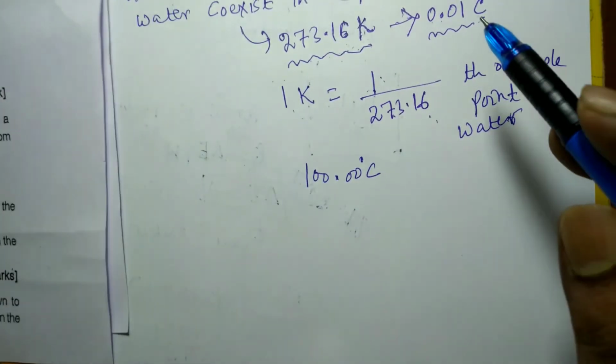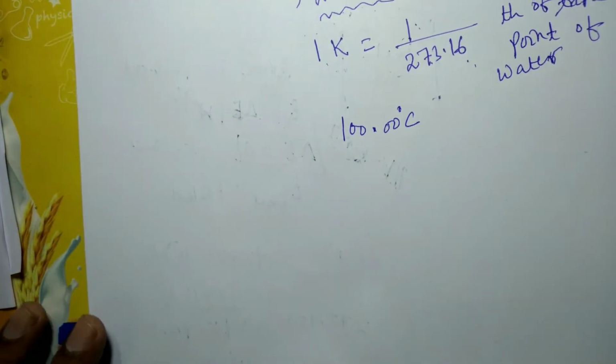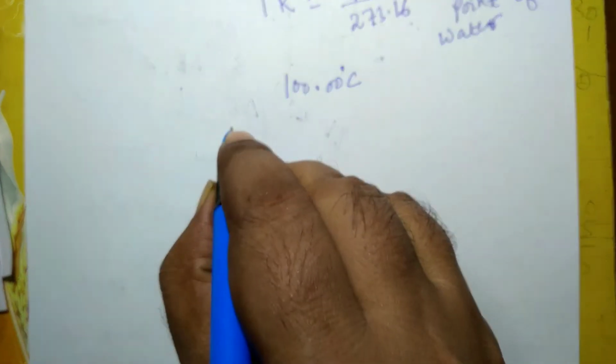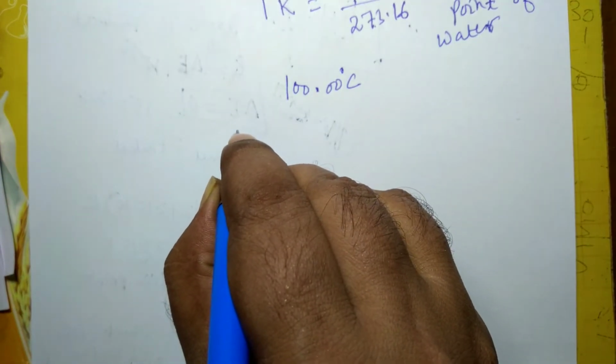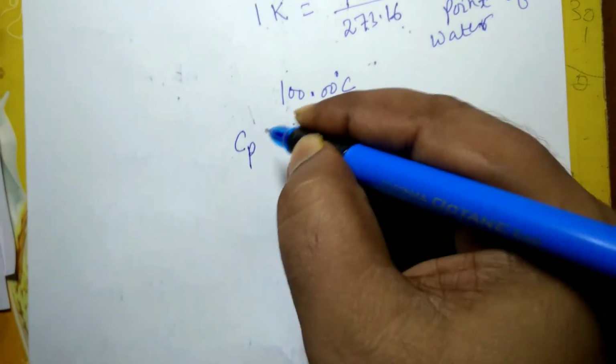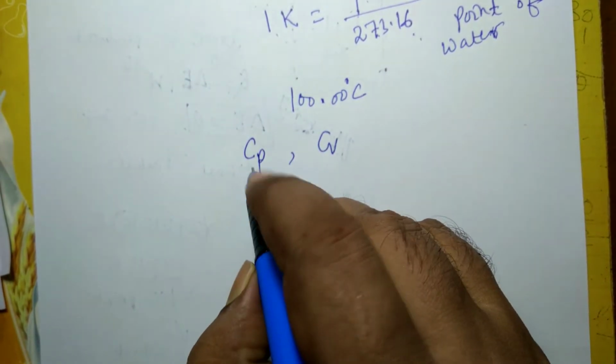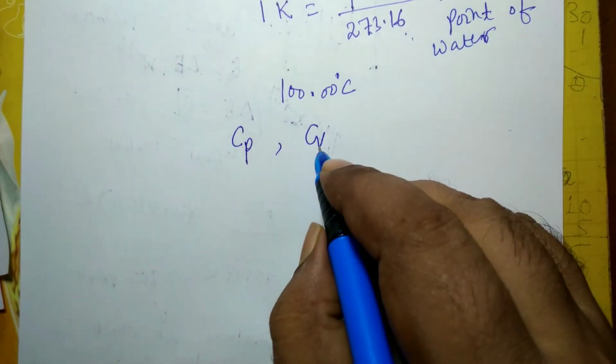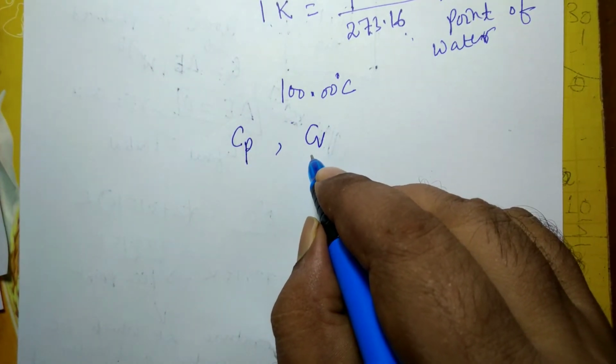So first we must know the specific heat of an ideal gas. We know that there are 2 types of specific heats for an ideal gas, Cp and Cv. Cp stands for specific heat at constant pressure. Cv stands for specific heat at constant volume.